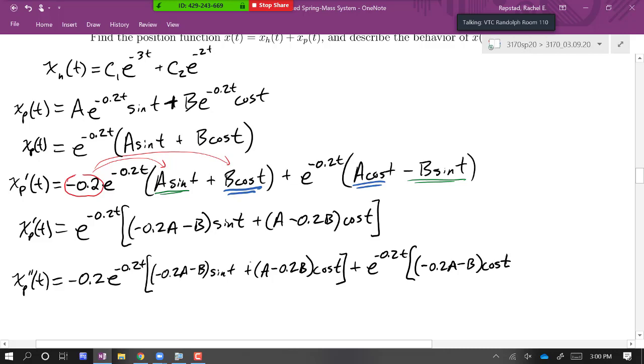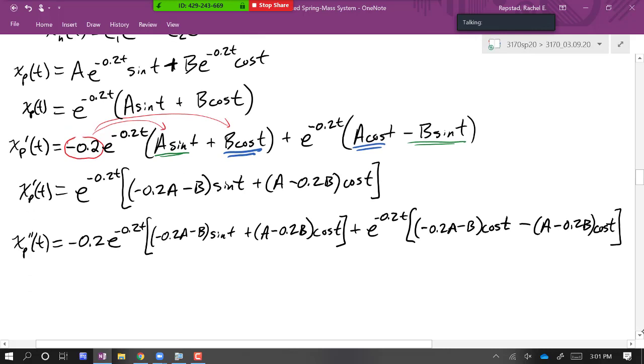And then, let's see, the cosine is the one where the sign changes. So that'll be minus a minus 0.2b cosine t. Isn't it sine? Yeah, it'd be sine. Oh, yes, thank you. Good eye.